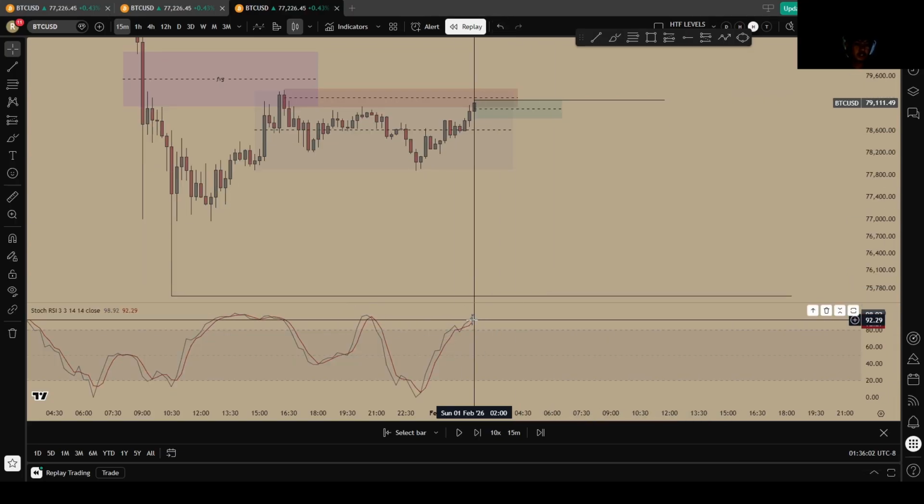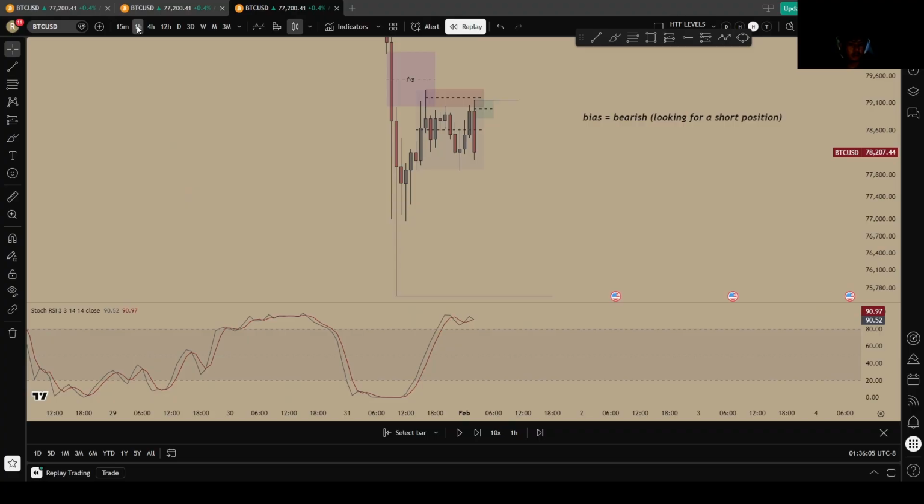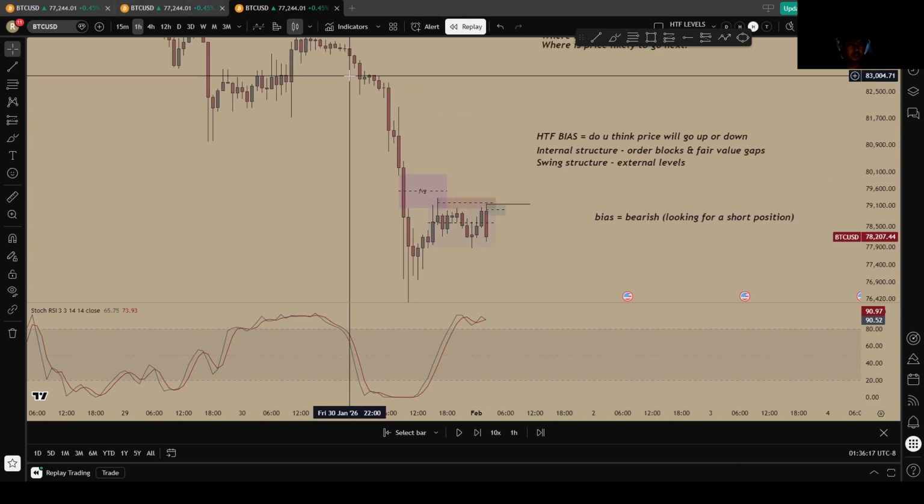So price is also overbought on the 15-minute time frame and the 1-hour time frame. That already, to me, is a bias of I'm not trying to enter a long position, because it makes no sense to enter a long position at a bearish fair value gap when the RSI is overbought, right? Especially when the overall trend is still a downtrend, right?